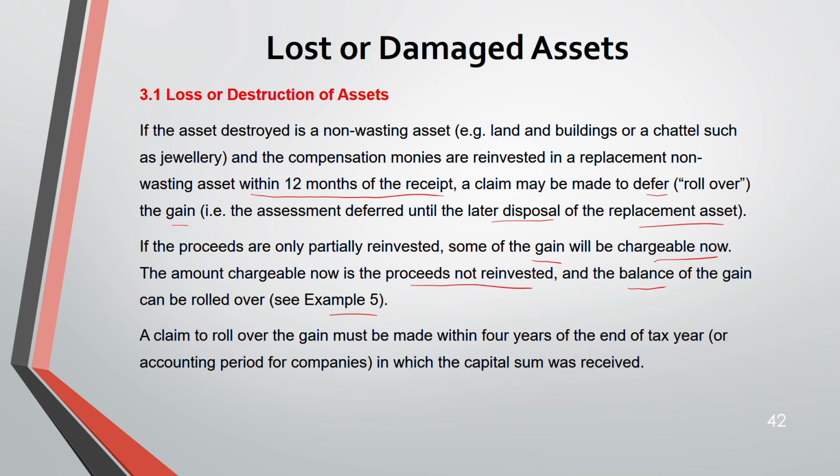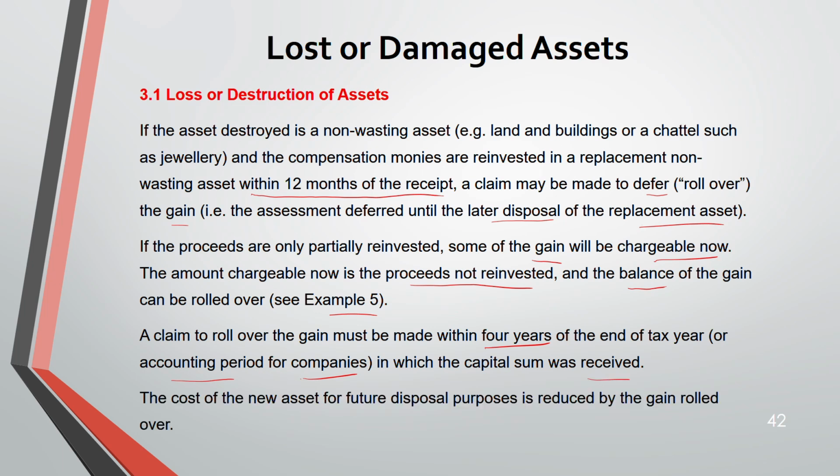This claim to roll over has to be made within 4 years of the end of the tax year. And remember, for companies there's also a rollover relief. For them, it is not the tax year, they go by the accounting period. So for them, 4 years from the end of the accounting period. So the end of the tax year in which the capital sum was received, within 4 years from the date you have received your insurance proceeds.